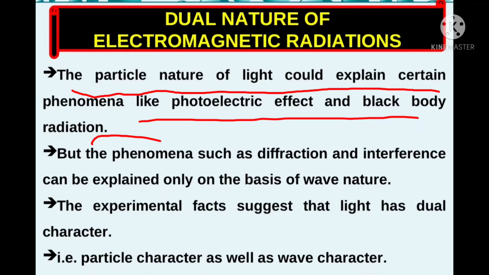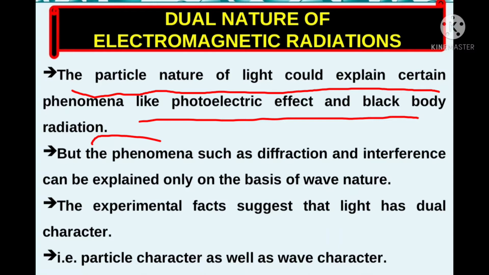In the previous section we had discussed the photoelectric effect. I hope you have understood what the photoelectric effect is. Today we will discuss atomic spectra and the dual nature of electromagnetic radiations.